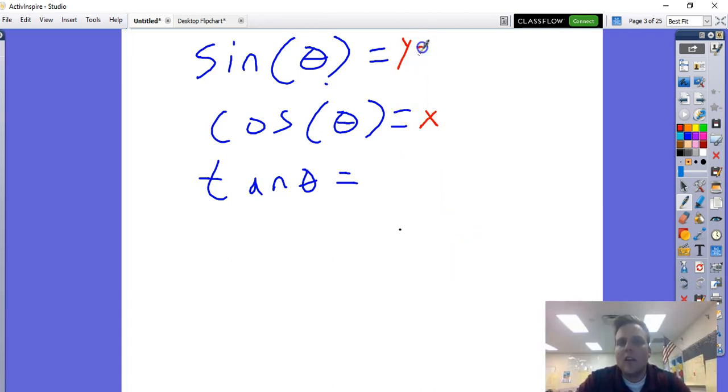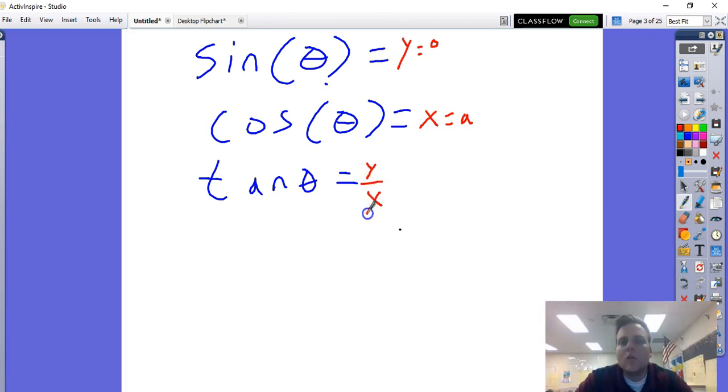Because we knew that sine was really equal to the opposite over the hypotenuse, but the hypotenuse is just length 1, so opposite divided by 1 is just opposite. And adjacent over the hypotenuse is just going to be the adjacent. So then what is tangent equal to? Tangent is equal to opposite over adjacent, which in this case would be y over x.